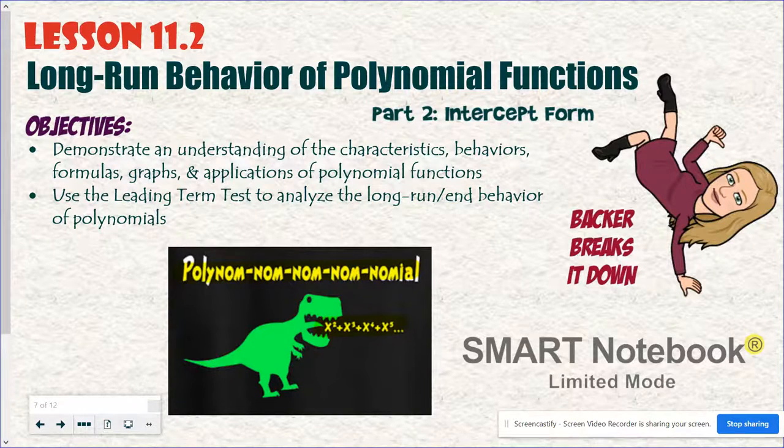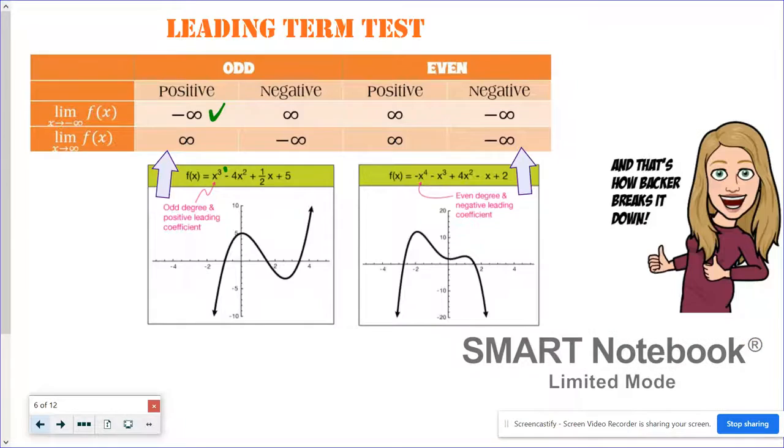In this episode, we continue to look at the long-run behavior of polynomial functions with a focus on intercept form. Because I know at the end of our previous episode, you were probably wondering, what about end behavior of polynomial functions if they're not in standard form? Okay, so at the end of our last episode, this was my summary.